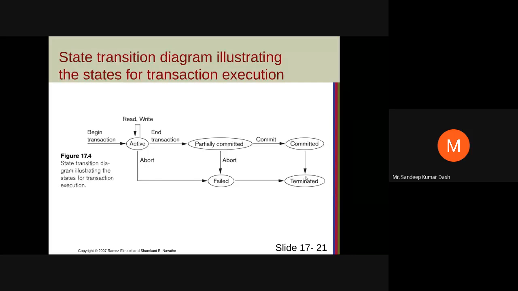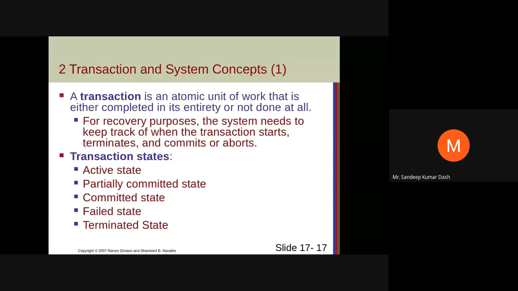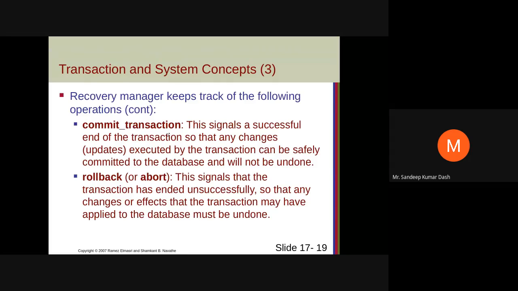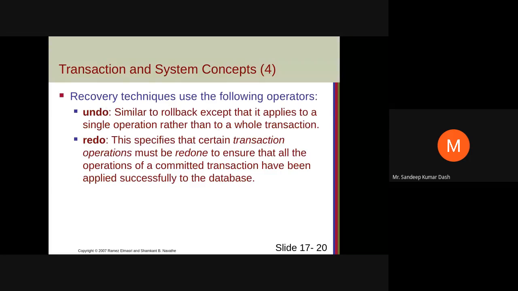These are written here: active state, partially committed state, failed state, terminated state. Begin transaction begins the execution of the transaction. Read or write, you know. End transaction also. Commit transaction means the transaction should update the database and complete. Rollback or abort signals that the transaction has ended unsuccessfully, so that it can end. Undo or redo, these things we'll see. Recovery. What do we mean by recovery techniques?